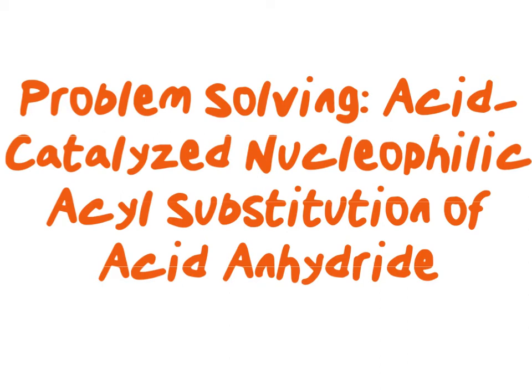Here we continue building from our general mechanism for acid-catalyzed nucleophilic acyl substitution. We're going to solve a problem using an acid anhydride as our starting material for the reaction. So this is going to apply the knowledge that we learned from our general reaction mechanism video a couple of videos ago toward this specific problem.